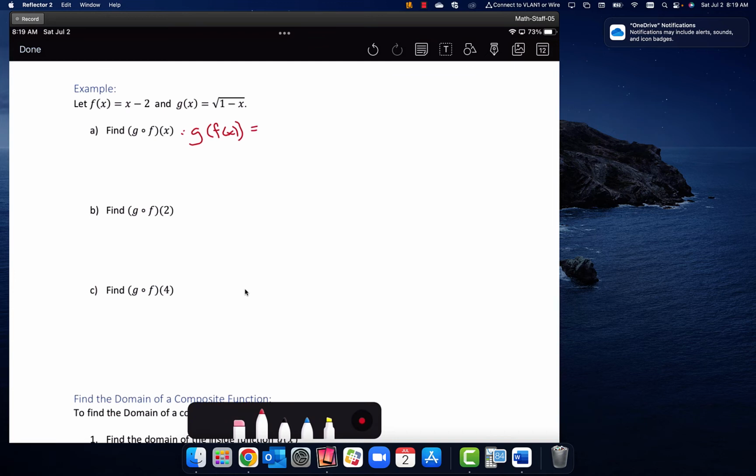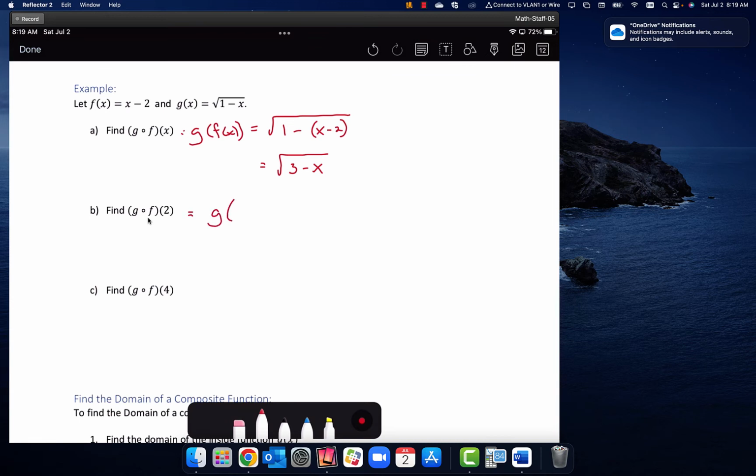And the outer function is g, so we have the square root of 1 minus x, but we're going to replace the x with whatever's in the parentheses, in this case, f of x, which we know to be x minus 2. So in parentheses, make sure you put it in parentheses because we will need to distribute that negative sign. And so we have the square root of 3 minus x. And now we can evaluate g of f of 2.